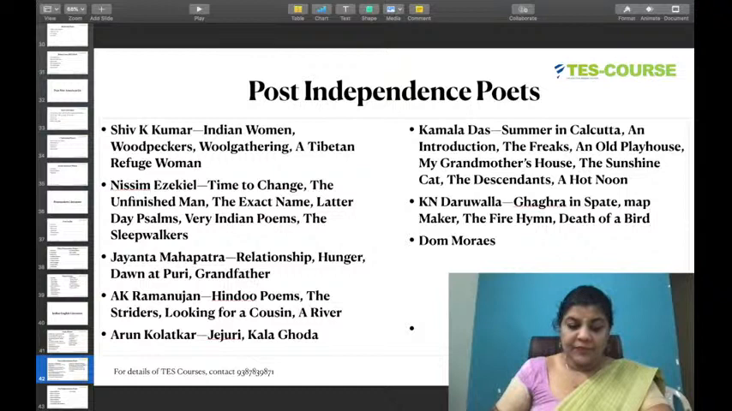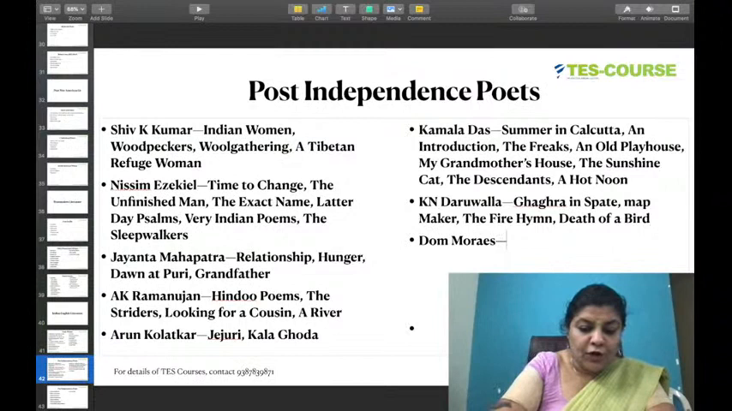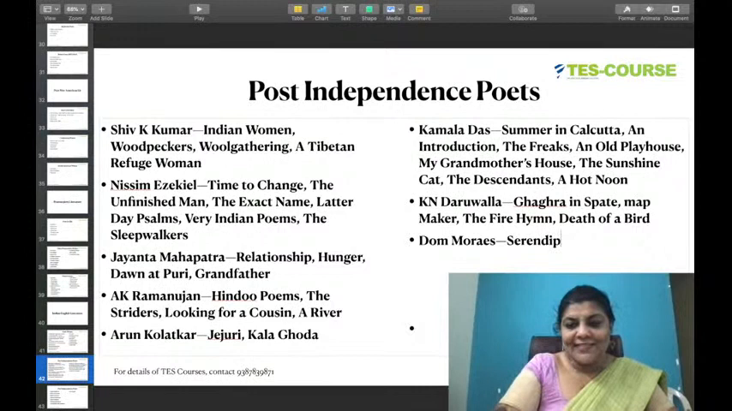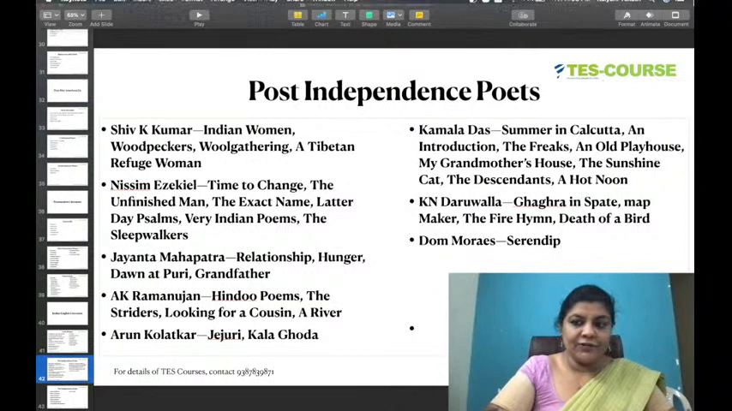These are very important. Dom Moraes got the Sahitya Akademi Award for Serendip. Will you remember, guys? Serendip only, not Serendipity. Very good, very good. So much we covered.